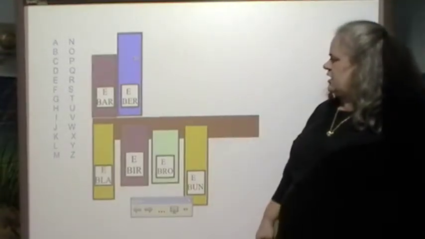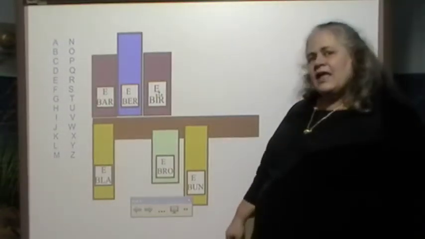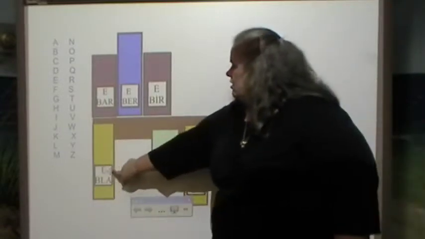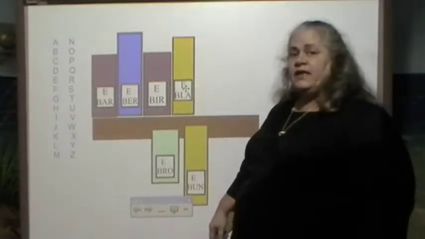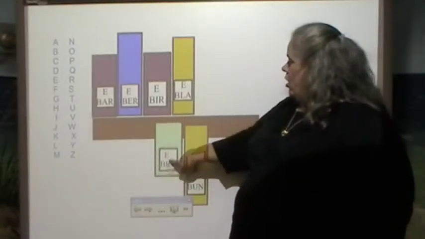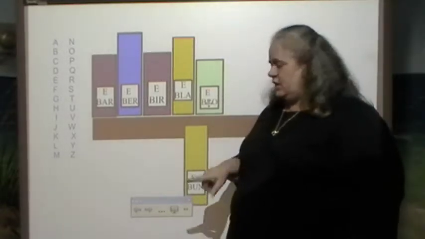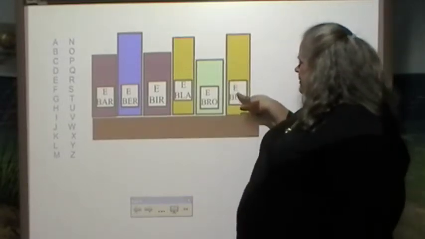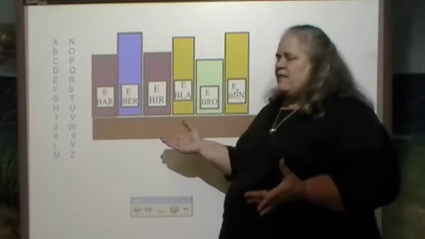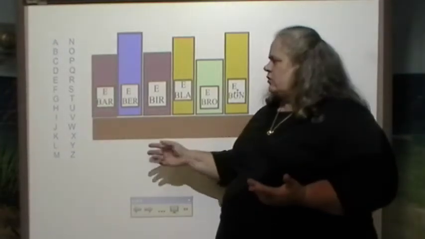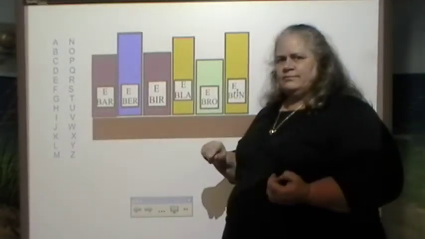F, G, H, I, J, K, L, M, N, O, P, Q, R, S, T, U, our last one. So if we were looking at the books on the shelf and they were all beginning with the same letter, then we need to go by the second letter of the last name.